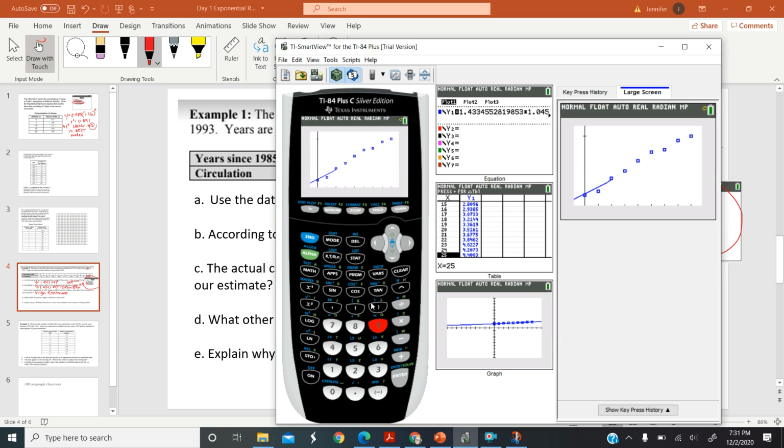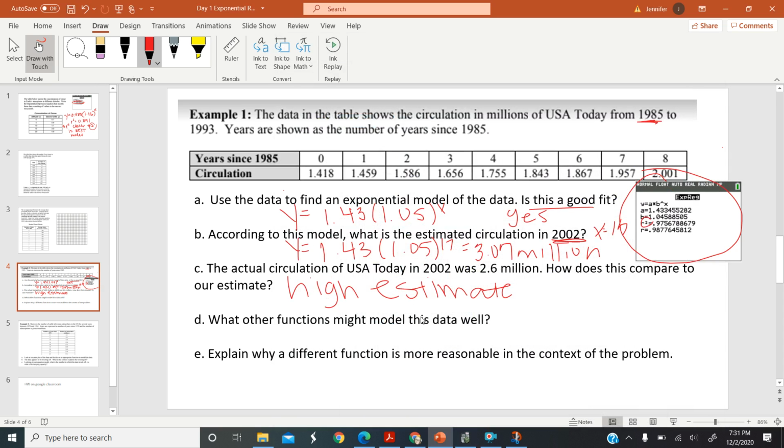And it's a little bit slow, but it is showing us how well this fits. And for the data range that we're in, it looks like it's a pretty good fit. You can tell that at the end it starts going a little bit high, but other than that, it's a decent fit at that point. But it wants to know what other functions might model this data well.